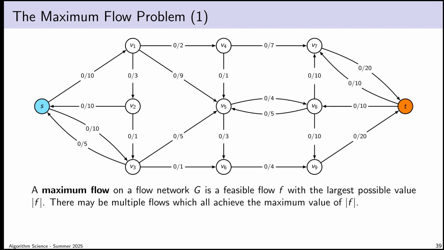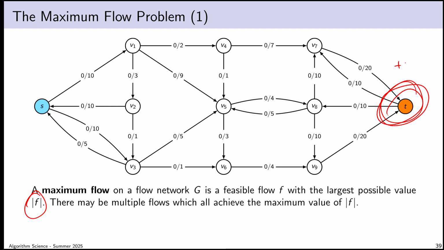I would like a flow with the largest possible value. I want to get the largest possible amount of flow all the way from vertex S to vertex T. And we call that thing a maximum flow. So a maximum flow is a feasible flow with the largest possible value. Now there could be multiple flows that have this property. So there could be multiple ways.